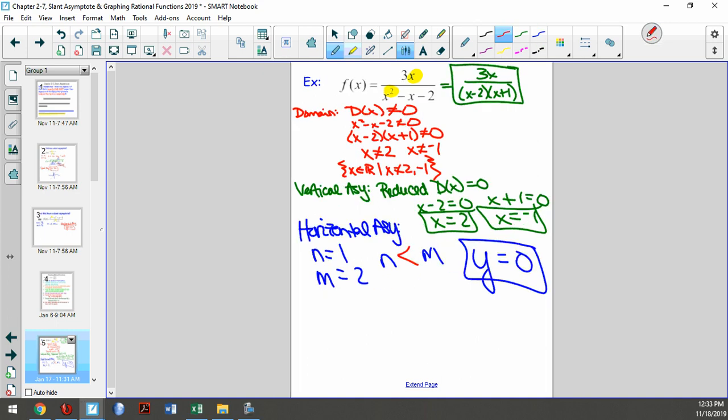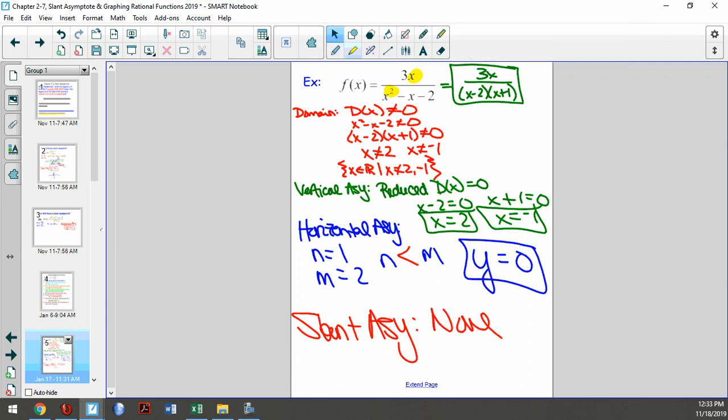What does that imply my slant will be? And what did I say before? You can't have both a horizontal and a slant. So since I know I have a horizontal, what does my slant have to be? None. 0 is a number, so say none. Do we all understand what I've done so far?